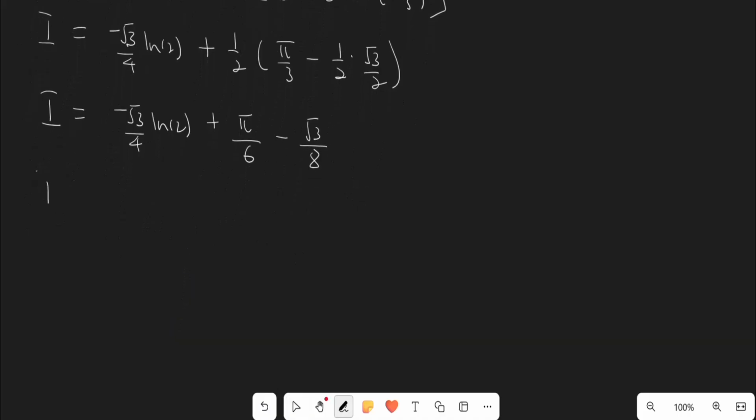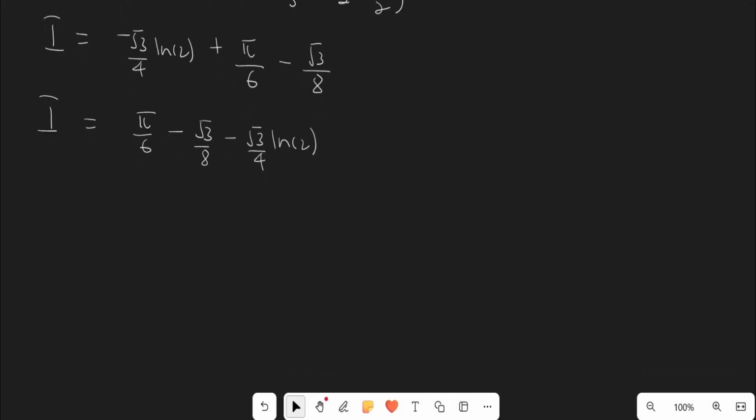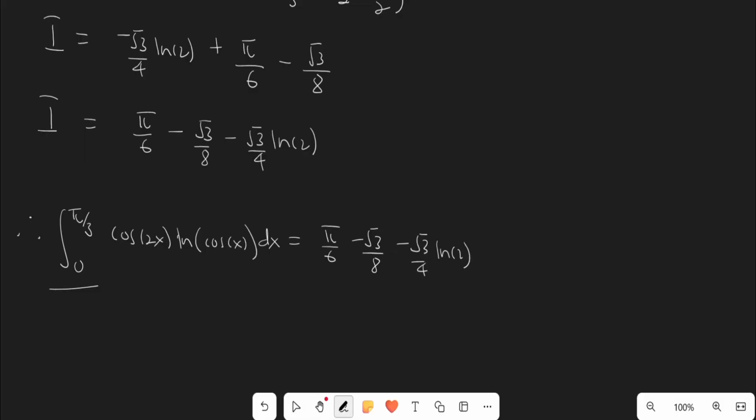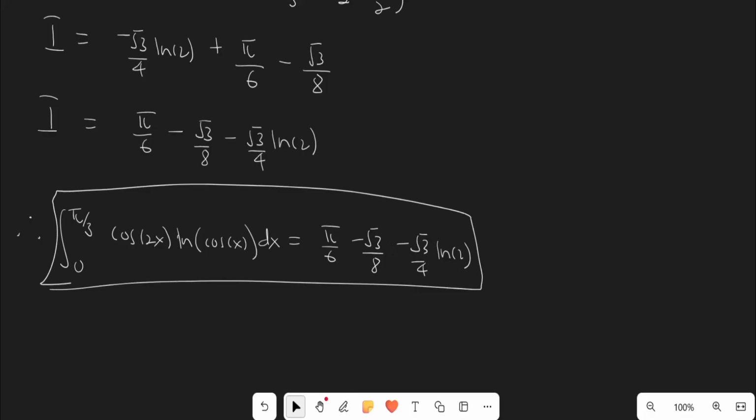Cool results. So I can really simplify this one to be pi over 6 minus the square root of 3 over 8 minus the square root of 3 over 4 ln of 2. So this one, ladies and gentlemen, is the answer to our integral. Therefore, if we integrate from 0 to pi over 3 of the cosine of 2x multiplied by the ln of the cosine of x dx, this one evaluates to pi over 6 minus the square root of 3 over 8 minus the square root of 3 over 4 ln of 2. This one is the answer to our beautiful integral.